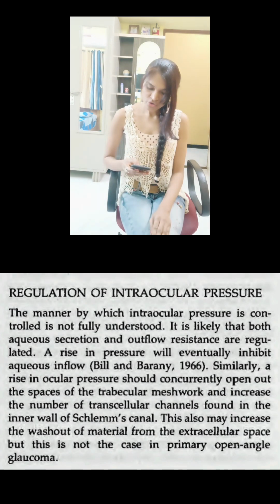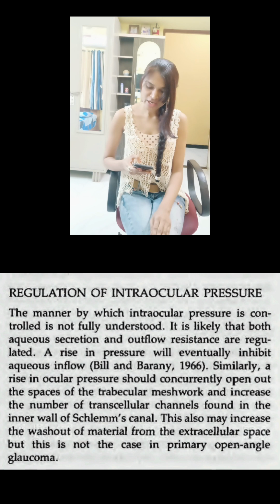Regulation of intraocular pressure. The manner by which intraocular pressure is controlled is not fully understood. It is likely that both aqueous secretion and outflow resistance are regulated. A rise in pressure will eventually inhibit aqueous inflow.